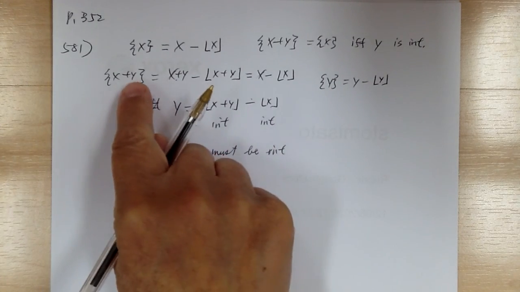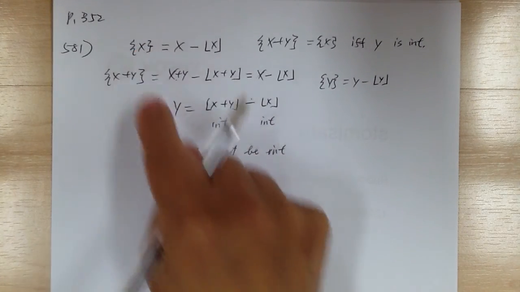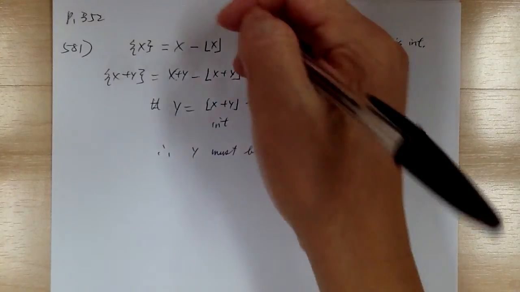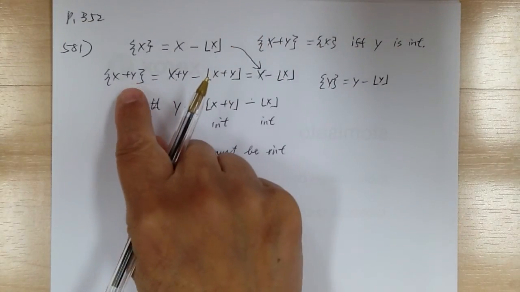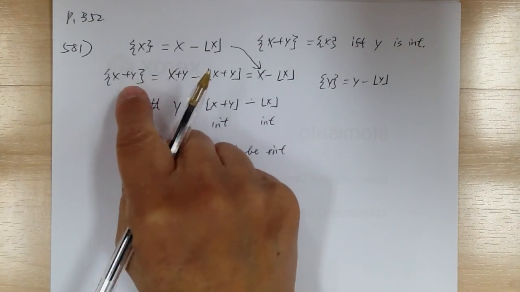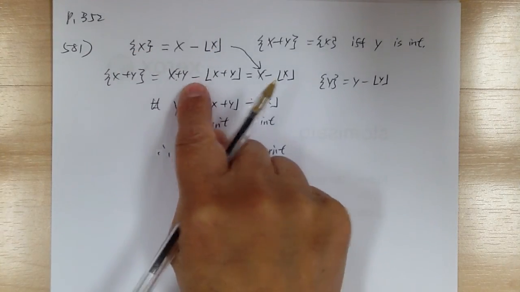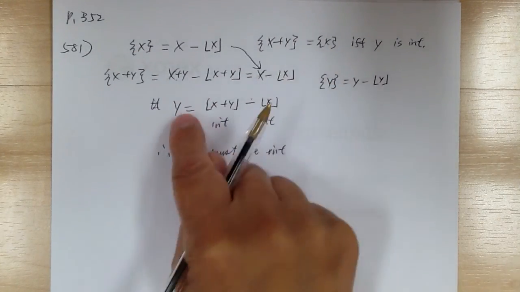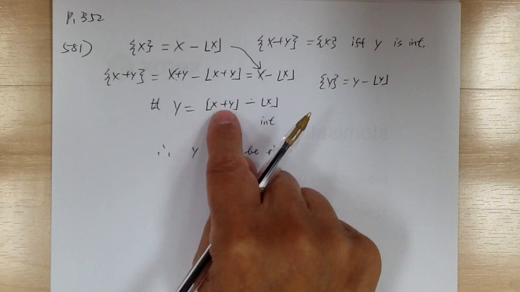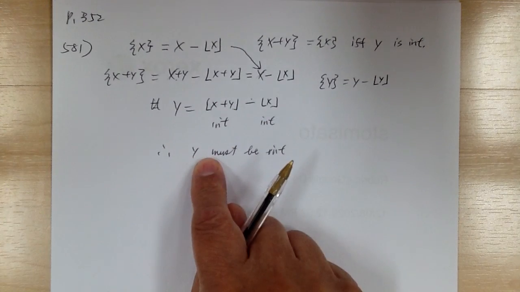So again, when this equal to that, then y must be an integer. Again, this came from here, because the problem says when this equal to that, then y must be an integer. You can see that, right? Because this is the integer, this is the integer, so y must be an integer.